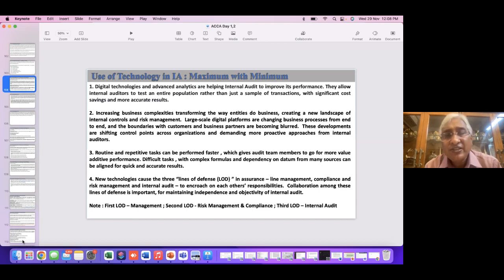Increasing business complexities are transforming the way entities do business, creating a new landscape of internal controls and risk management. Large scale digital platforms are changing business processes from end to end. Even now, when sales are done, whether the material reached the destination or not, the confirmation is taken from apps. There are certain apps most companies use. But previously, people used to come back with the LR acceptance of the dealer or storage point person. That document used to flow back to the office, and then they confirmed that yes, goods are supplied.